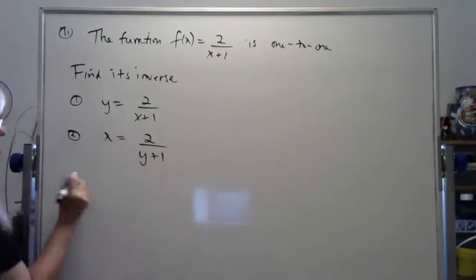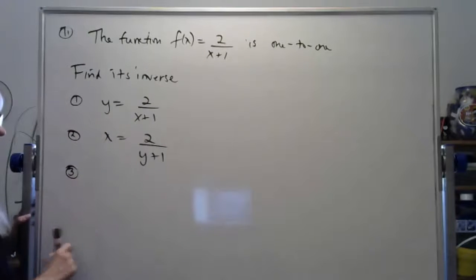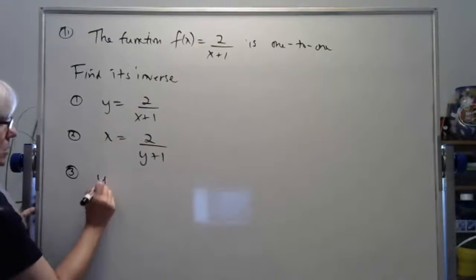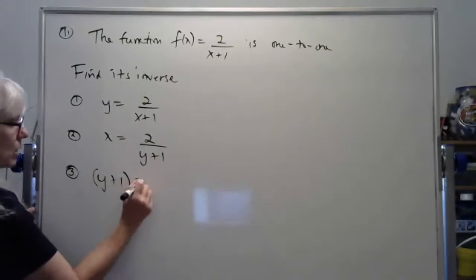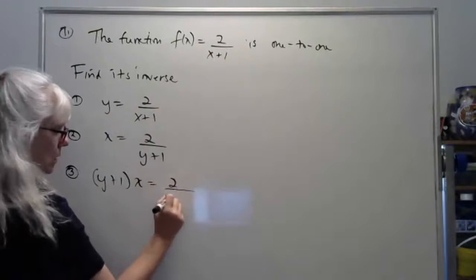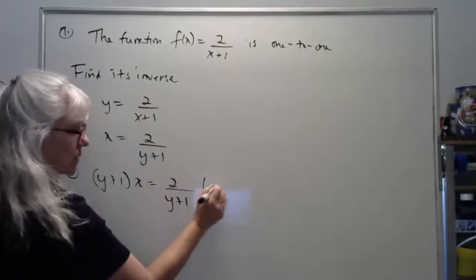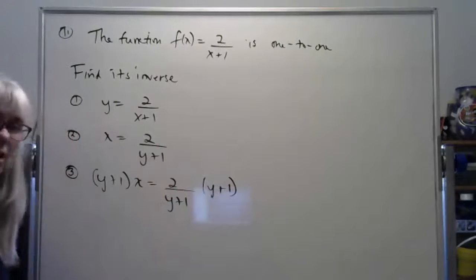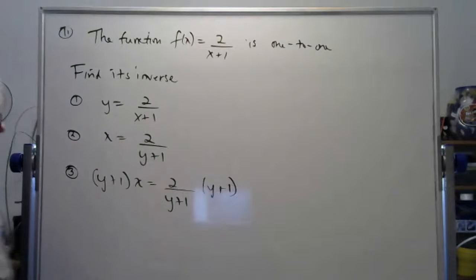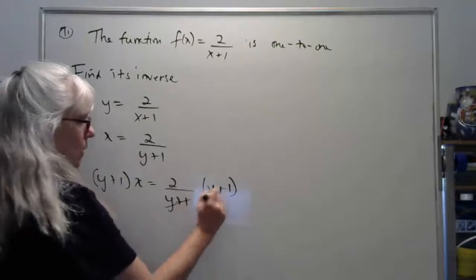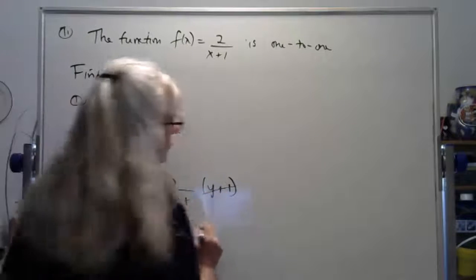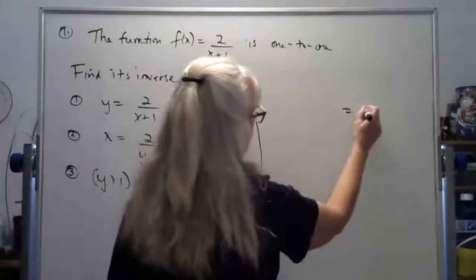Beautiful. And now we're going to solve for the y. So to do that, I'm going to multiply both sides by y plus 1. I'm going to clear the fraction. So you multiply both sides by the common denominator. On the right-hand side, that y plus 1 is going to cancel. You're just left with a 2.